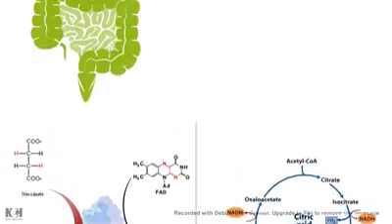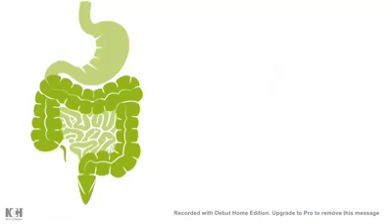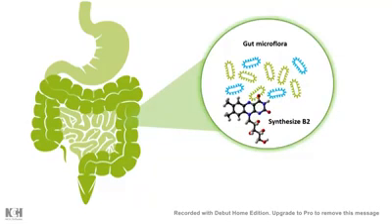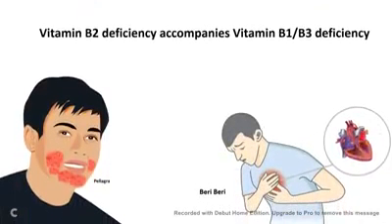Now, seriously, there is very little deficiency of riboflavin because in the intestine there are microflora which can synthesize B2. But many of the pathological conditions of other vitamin deficiencies, like pellagra and beriberi, accompany a vitamin B2 deficiency as well.